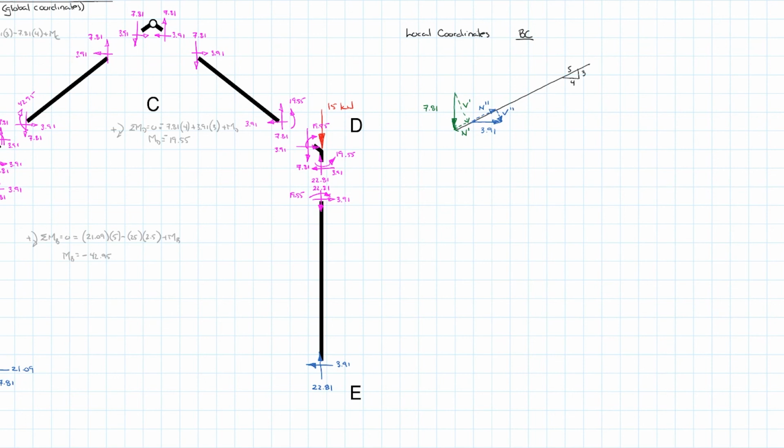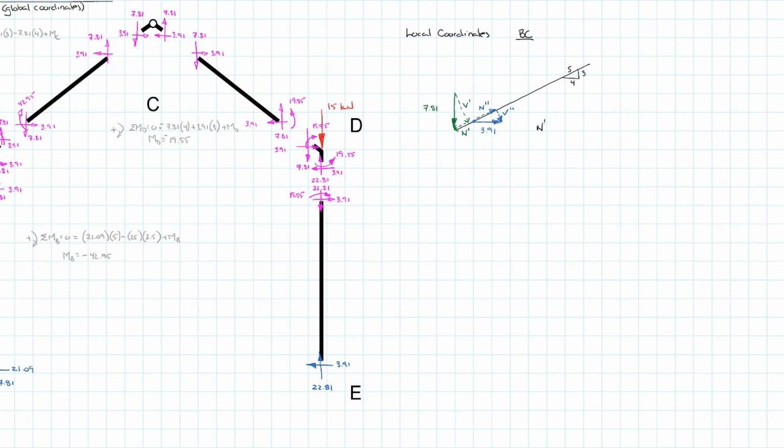So really all we have to do is take those two forces in their global coordinates, use the ratio of the 3, 4, 5 triangle to determine what V prime, N prime, V double prime, N double prime are, and then combine them in accordance with their direction or sense, and we will be able to determine what V and N are, which are the forces in the local coordinates with respect to BC. So really, I'm going to resolve them here.